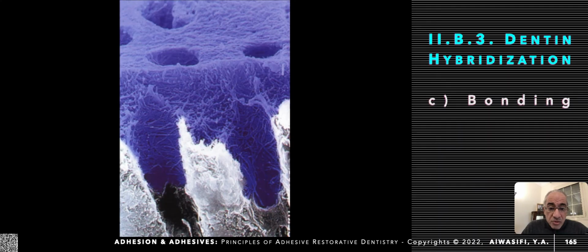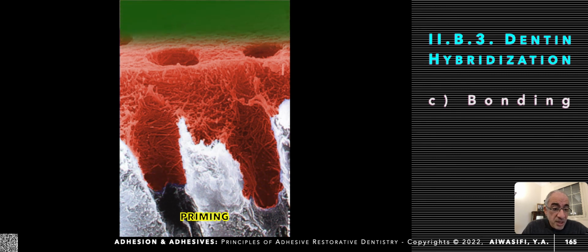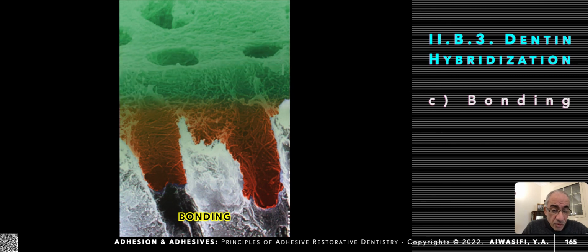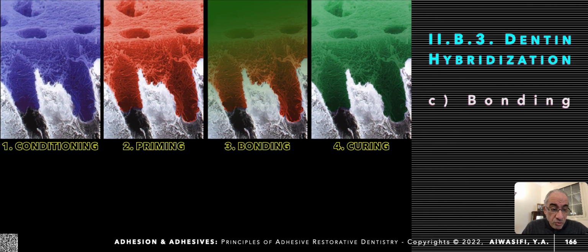Okay, let's conclude that we have this dentin surface that is conditioned with acid conditioner, followed by application of primer, and give it sufficient time, then apply bonding agent, followed by curing. Then you have 4 steps to bond with dentin, or 3 steps, and the 4th one is to cure or to solidify your bonding agent.